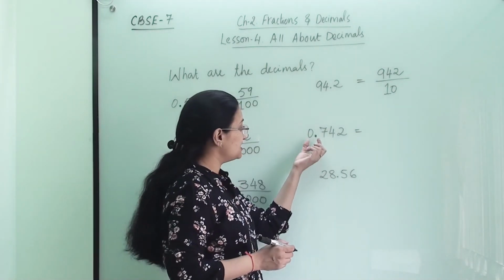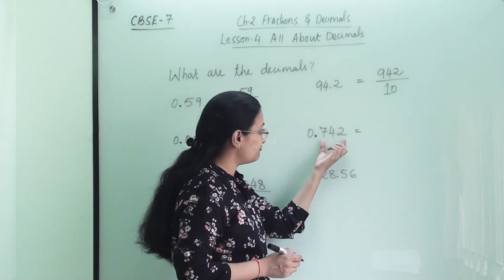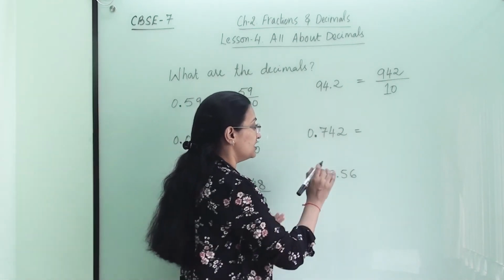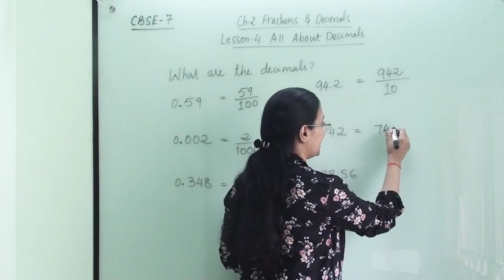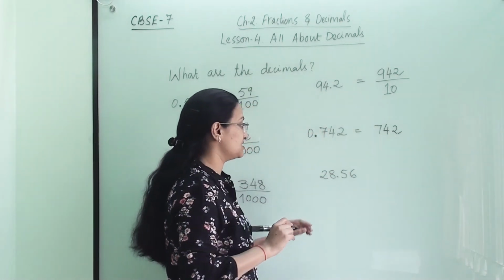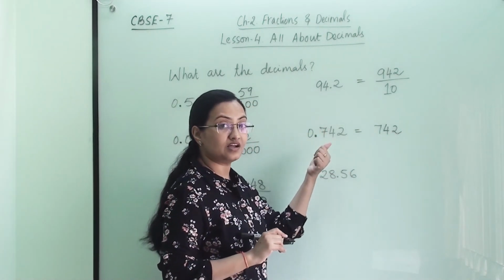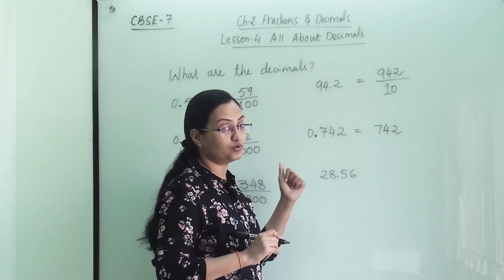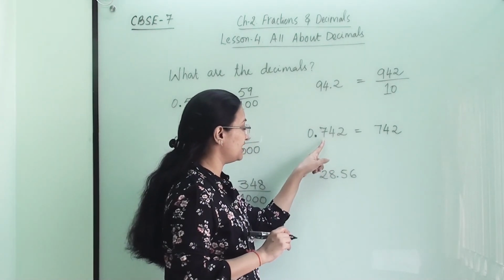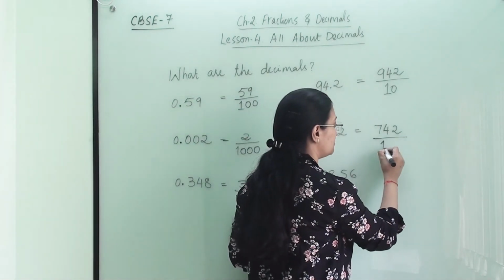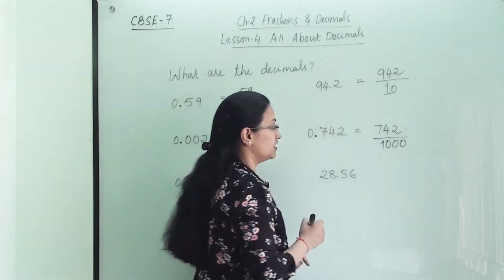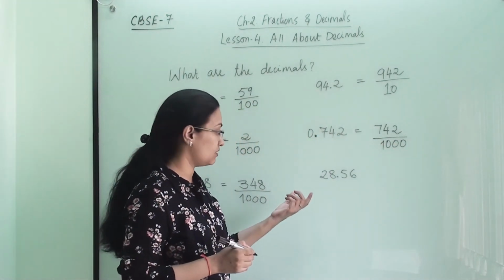Our next number is 0.742. So first let us write the number and ignore the decimal points. Now we will count after how many numbers we have put the decimal point. So 1, 2 and 3. So into the denominator we will write 1000.